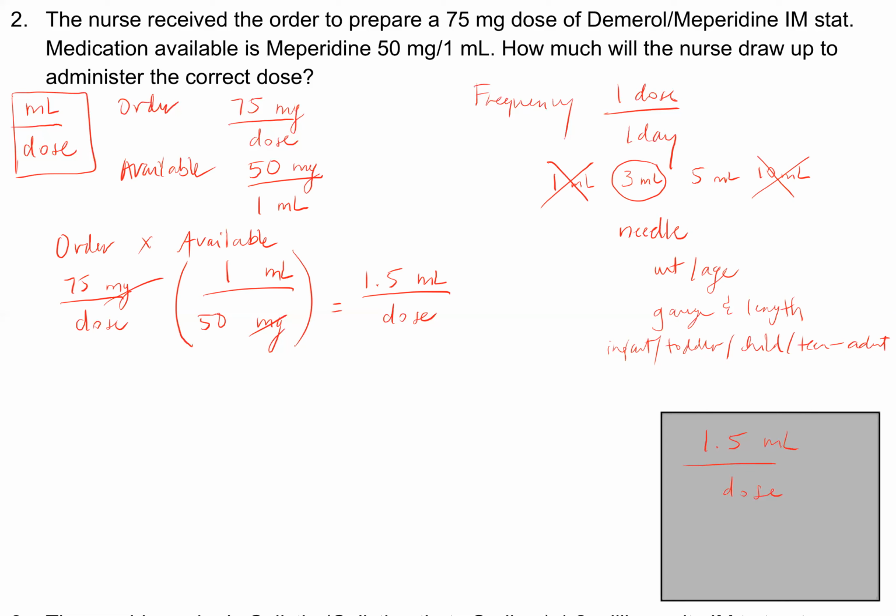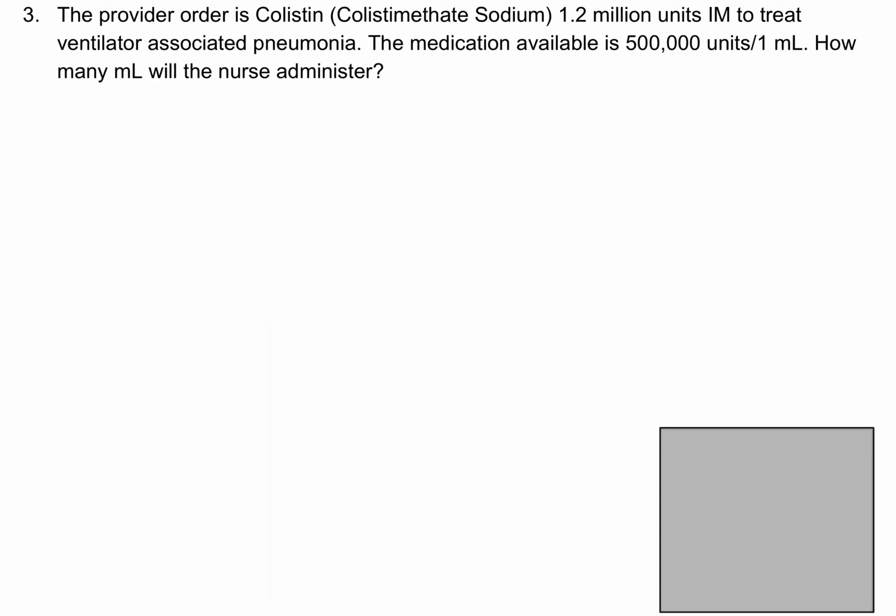Number 3, the provider order is colistin, colistimethate sodium 1.2 million units, IM to treat ventilator-associated pneumonia. The medication available is 500,000 units per mL. How many mLs will the nurse administer? So for the units, we're looking for mLs per dose. So we have our order, the availability, and the frequency.